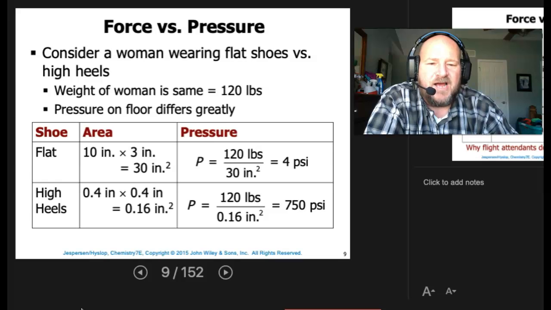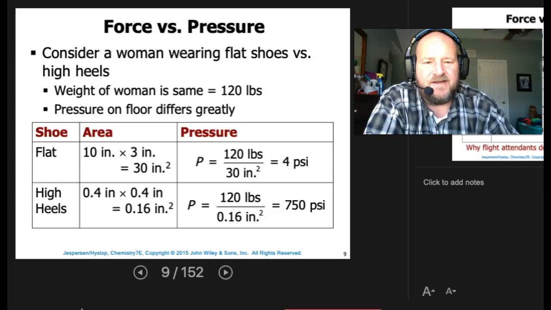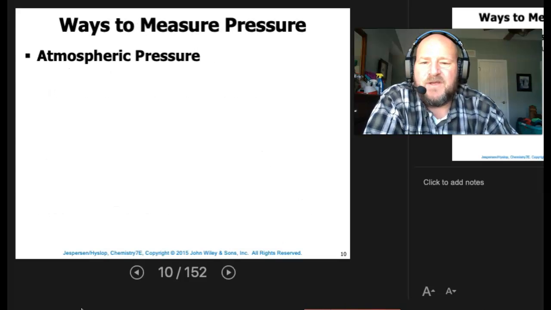So if you want to put on high heels and kick somebody, then they're going to feel that force a lot differently than if you just kick them with the flat of your foot. So why do flight attendants not wear high heels? All right, so flight attendants have to wear flats, and that's one of the reasons why.